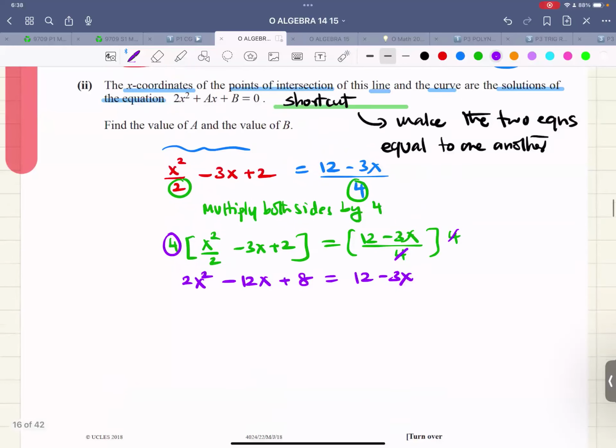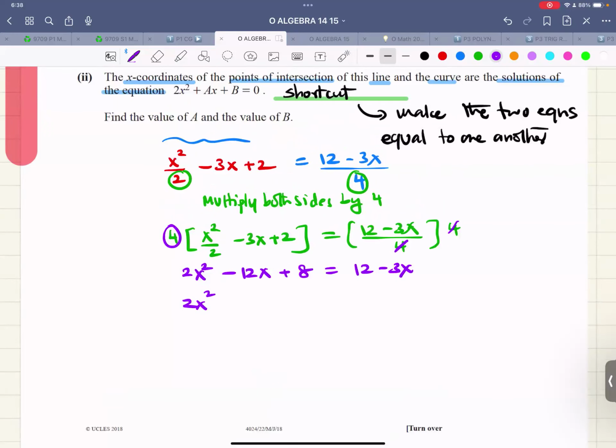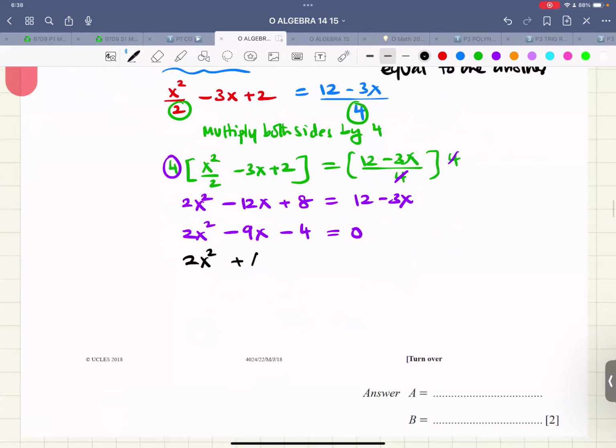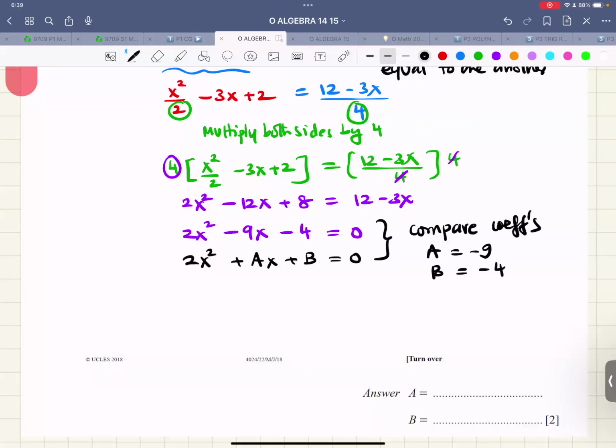Transfer everything to one side. So this is 2x squared minus 12x plus 3x. That is negative 9x. And 8 minus 12, that is negative 4, equals to 0. Now compare it with what they have given. They have given 2x squared plus ax plus b equals to 0. That means if I compare coefficients, I get a is equals to negative 9, and b is equals to negative 4.